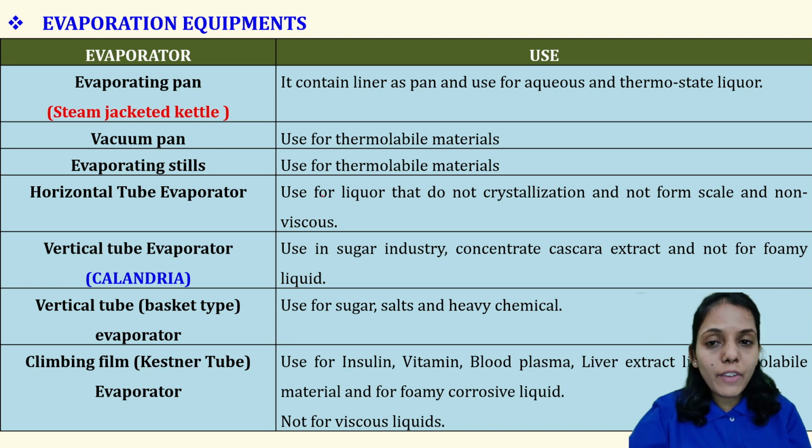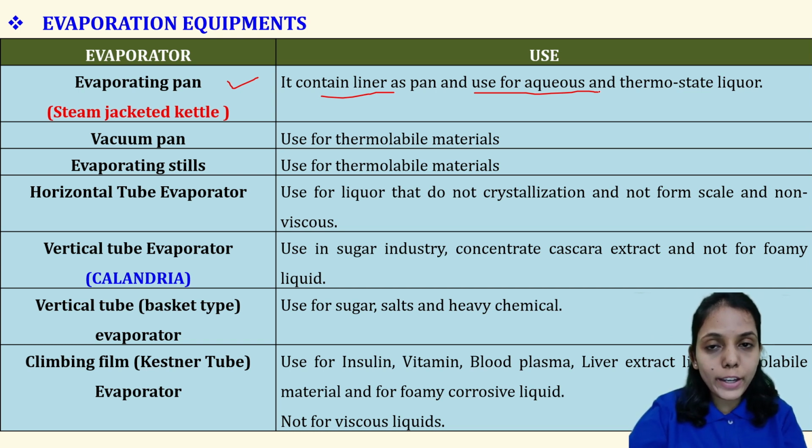Next is about the evaporating pan, that is, steam jacketed kettles. These jackets restrict the movement of the heat, and that is the reason steam jacketed kettles are used. It contains a liner as a pan and is used for aqueous and thermostable liquids. So generally, for aqueous or thermostable fluids, evaporating pans are used.